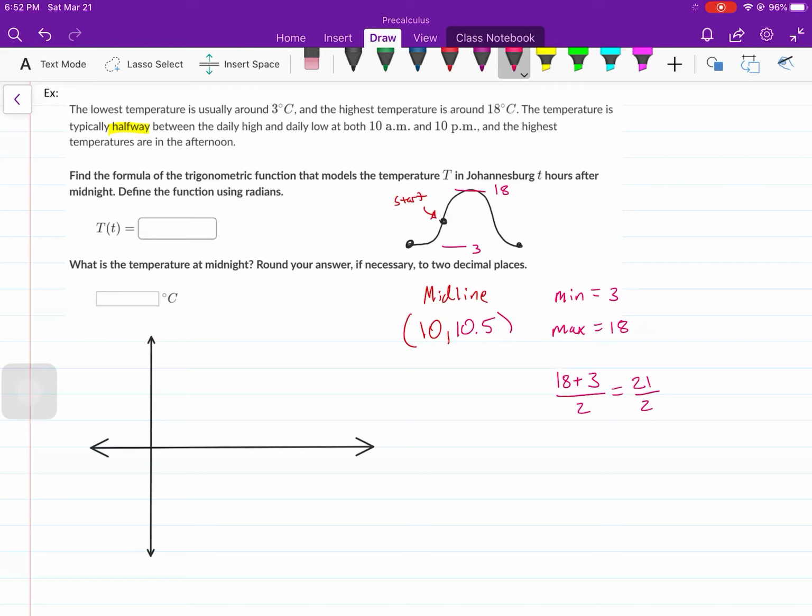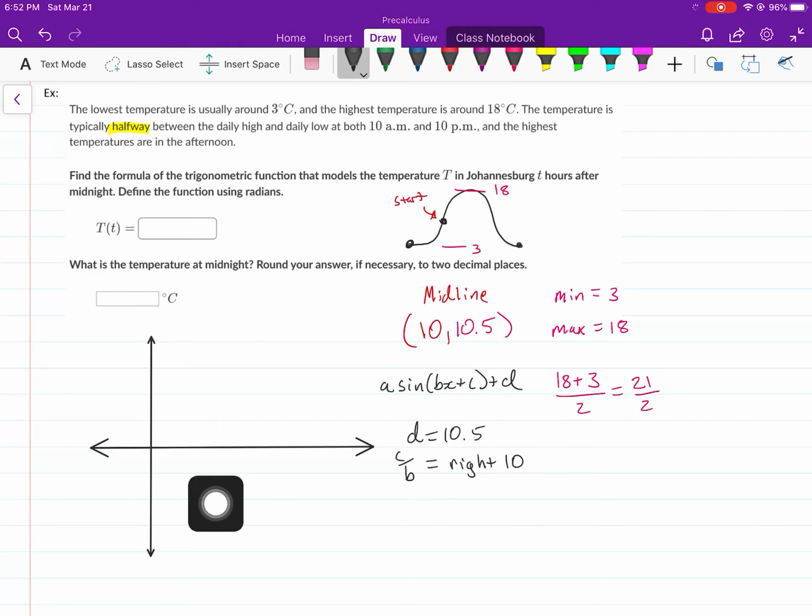All right, so now that we know our midline, and since we're starting with that, we're really going to be using sine. So our midline is 10.5, so D's already taken care of. It's 10.5. Also, our shift, which is C over B, has been taken care of. It's 10 to the right, so let's put 10, right 10. In the end, it should be minus in our equation because it is to the right.